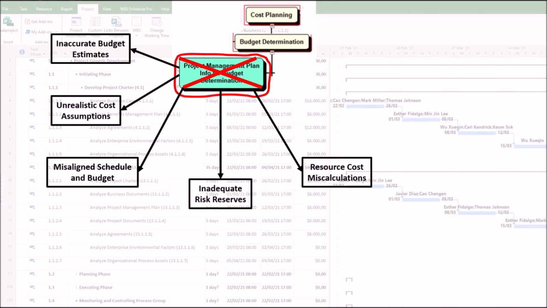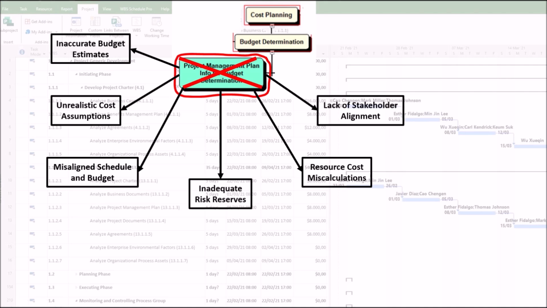5. Resource cost miscalculations from poor resource planning. If the resource management plan is flawed, labor, materials, or equipment costs may be underestimated. As a result, this can lead to budget shortfalls, forcing cuts in other areas, or compromising quality.